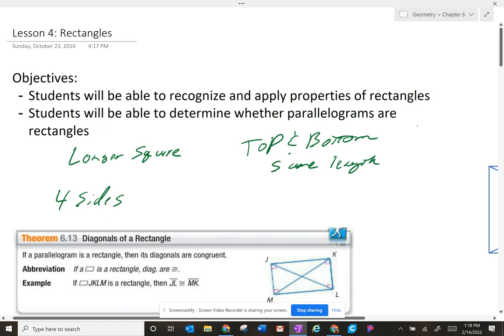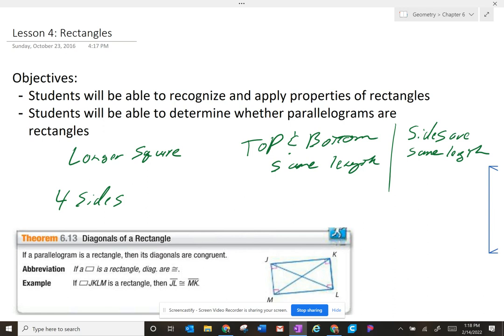And then sides. We'll do that. Okay, the sides are the same length as well. What else? Jack? 90 degrees. Fantastic. Every single corner, every corner is 90 degrees.